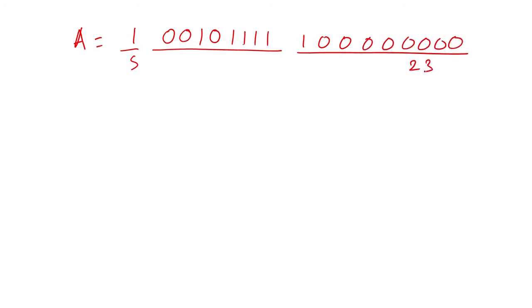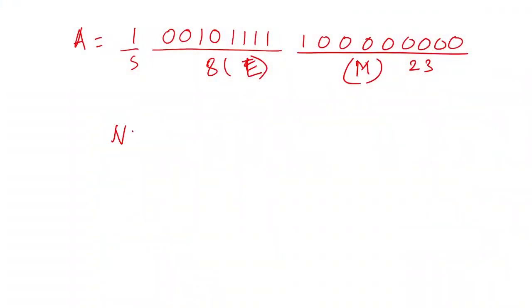So, this is total 32 bits, this is 8 bits. This is exponent, and this is mantissa. Okay. So, what will be the corresponding decimal value of this number?